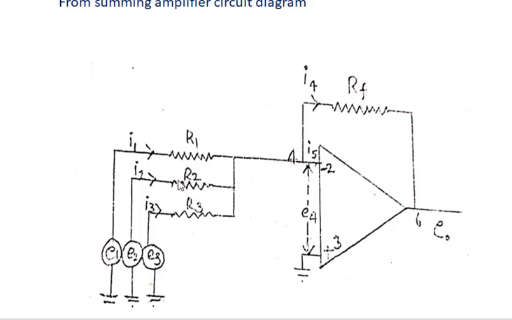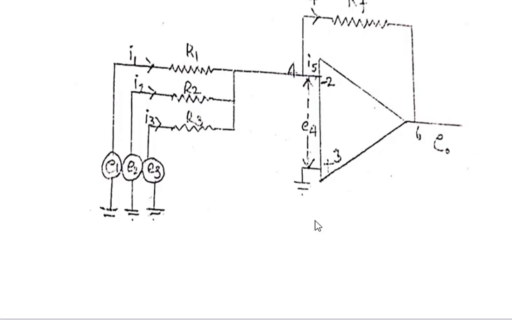The current passing through the first resistor is I1, the second resistor is I2, and the third resistor is I3. The current drawn by this op-amp is I5. The current passing through the feedback resistor is I4. The power supply is the external biasing voltage, that is, the dual power supply is already connected. The positive is connected to pin 7, the negative voltage is connected to pin 4, and the ground voltage is connected to the 3rd pin of the operational amplifier.